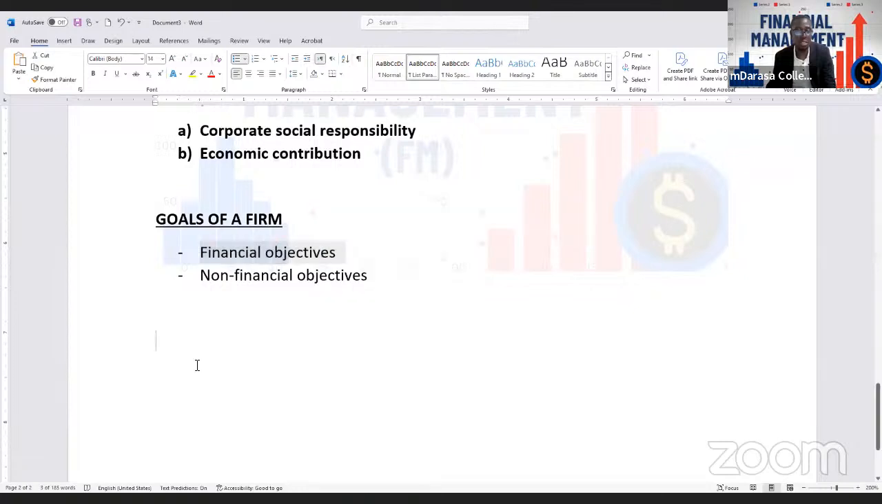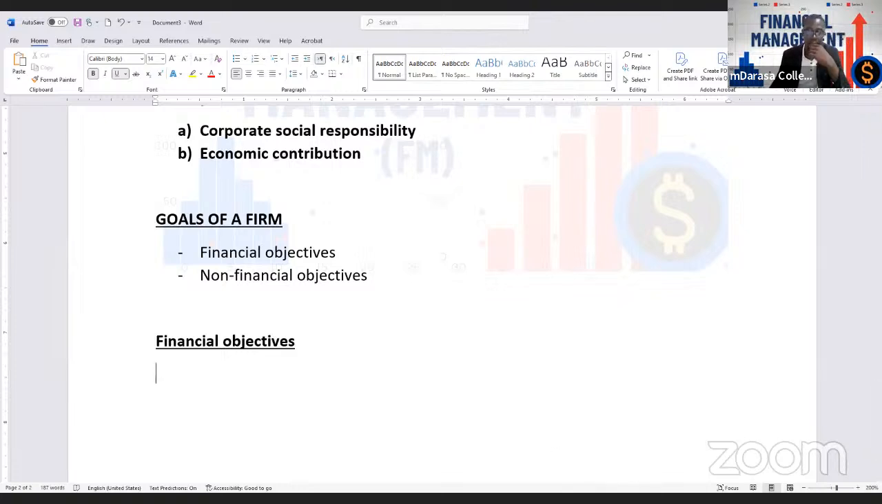Here, we are talking about financial objectives. What are some of the financial objectives of the firm that we must always consider? Any given firm will always talk about profit, right? Maybe just to explain before we go to examples, when you're looking at financial objectives, these are simply objectives that are concerned with maximizing the firm's economic value.